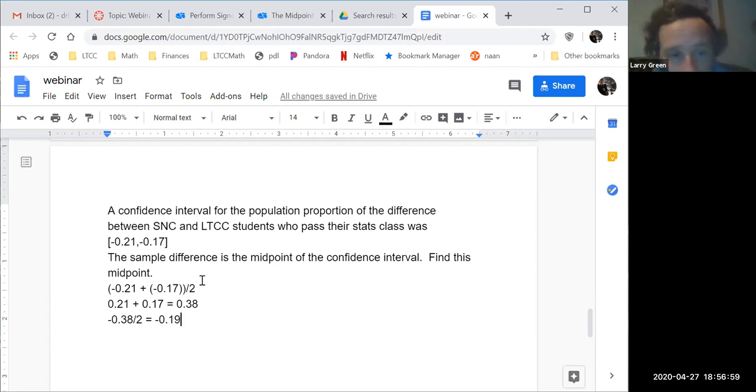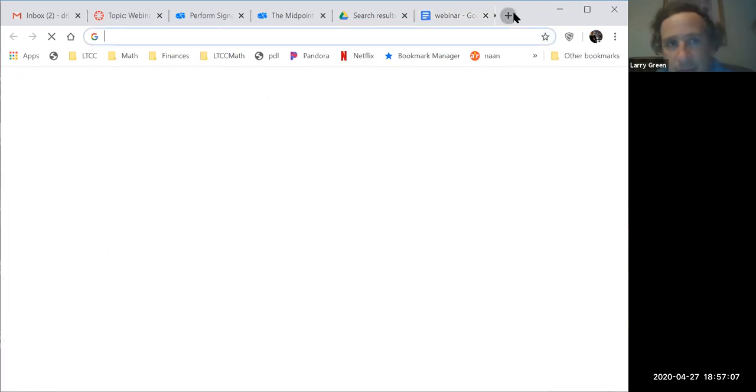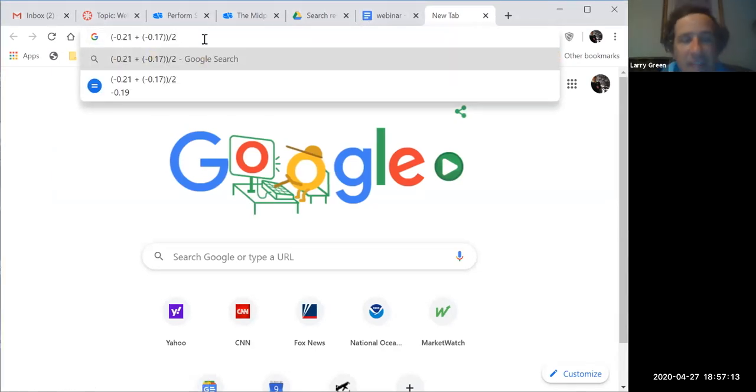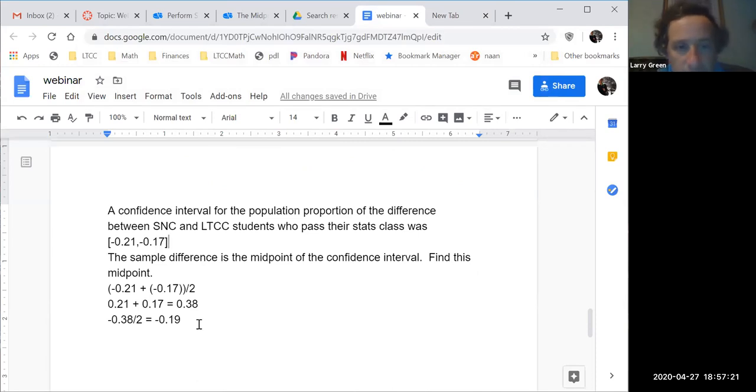Okay. You can also pop it in your calculator because that's a little faster. But you've got to remember the parentheses. I wrote them in, but you have to remember to put them in or the calculator will give you the wrong answer. So if I pop it in, let's check. And there it is, negative 0.19. Any questions at all on this example? Any questions?